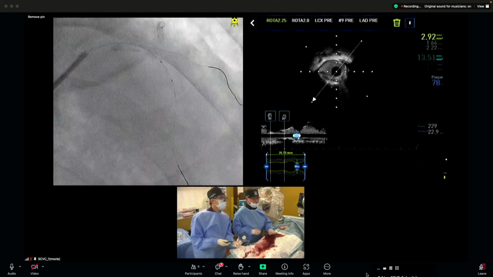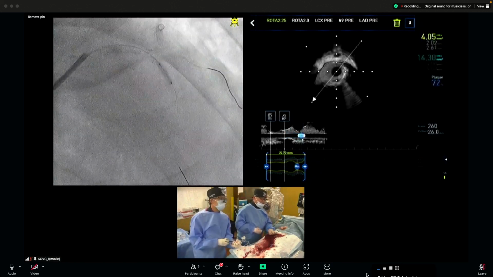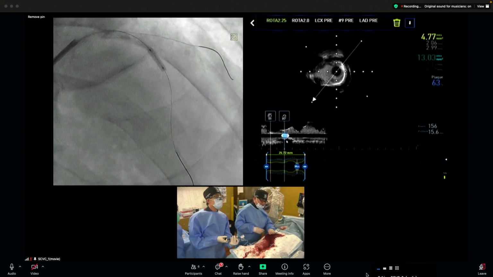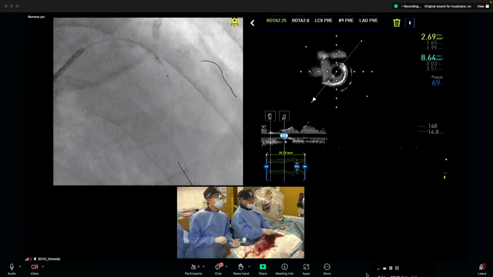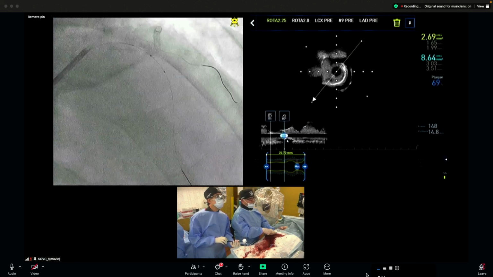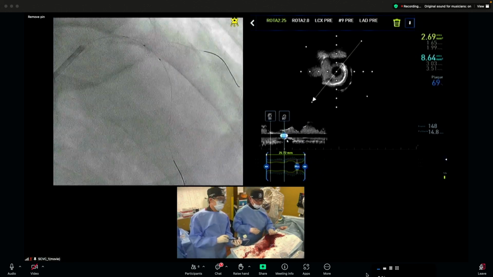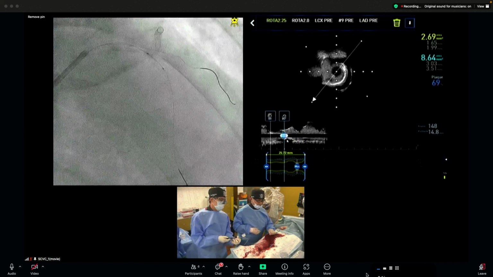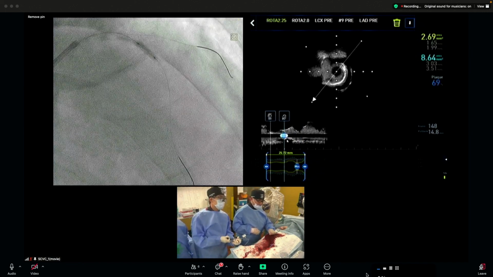Now the question is, what to do if there is a lot of disease at the ostium of the diagonal? Will the rotational atherectomy then cause any damage to the diagonal? So that's the first question. And I think in that case, there might be the option that you mentioned with the microcatheter.